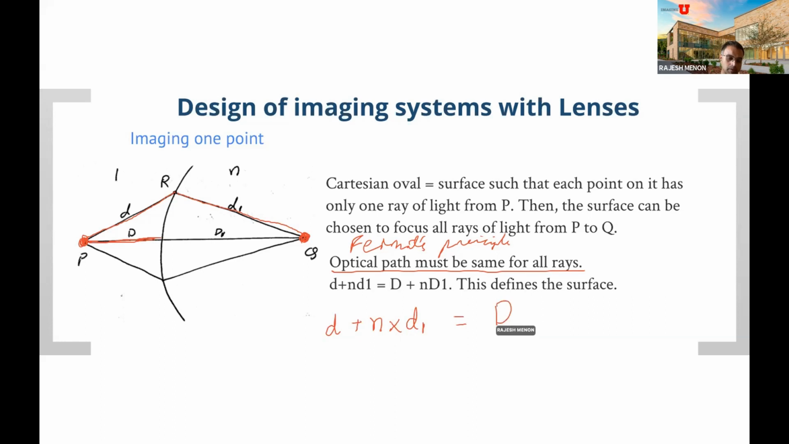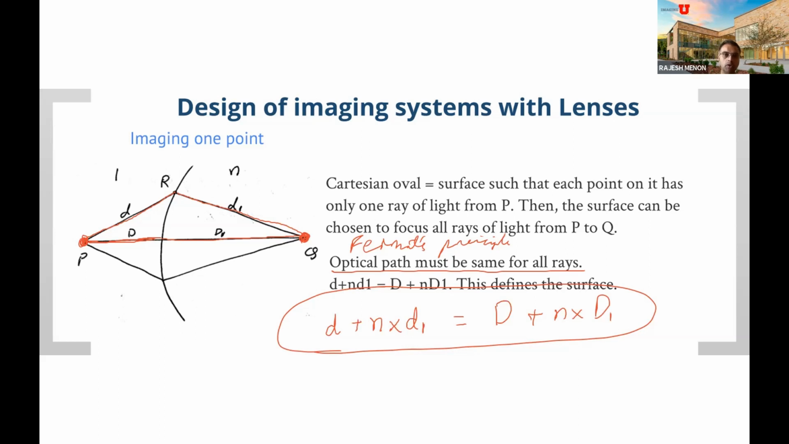That is this capital D times 1, right? That's in air. And then I have capital D1 in water or some other material. So I can take any ray and this condition must be satisfied. Now, if you actually work out the equation, this turns out to be a parabola. This is one way to prove it.